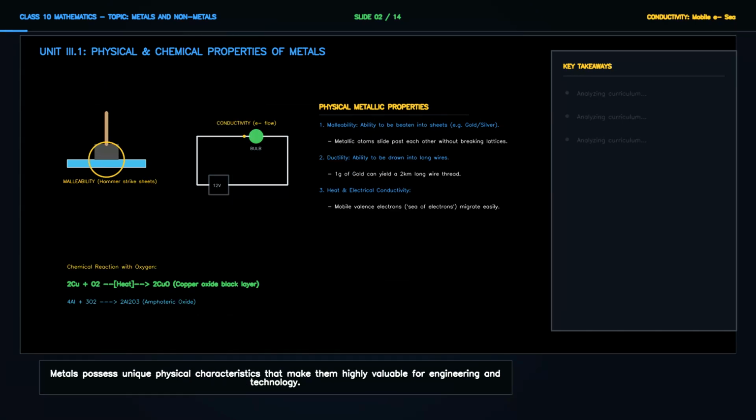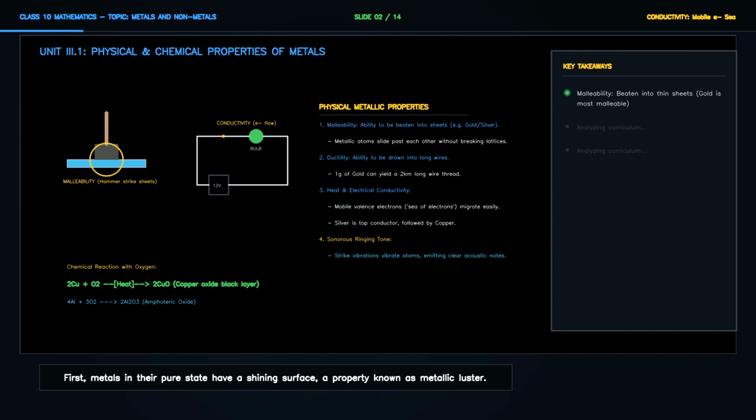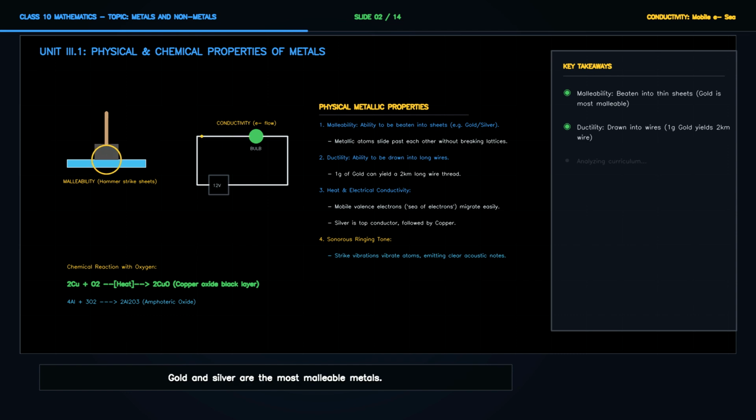Metals possess unique physical characteristics that make them highly valuable for engineering and technology. First, metals in their pure state have a shining surface, a property known as metallic luster. Second, metals are generally hard, though this varies from metal to metal. Third, metals are highly malleable, meaning they can be beaten into thin sheets without breaking. Gold and silver are the most malleable metals.